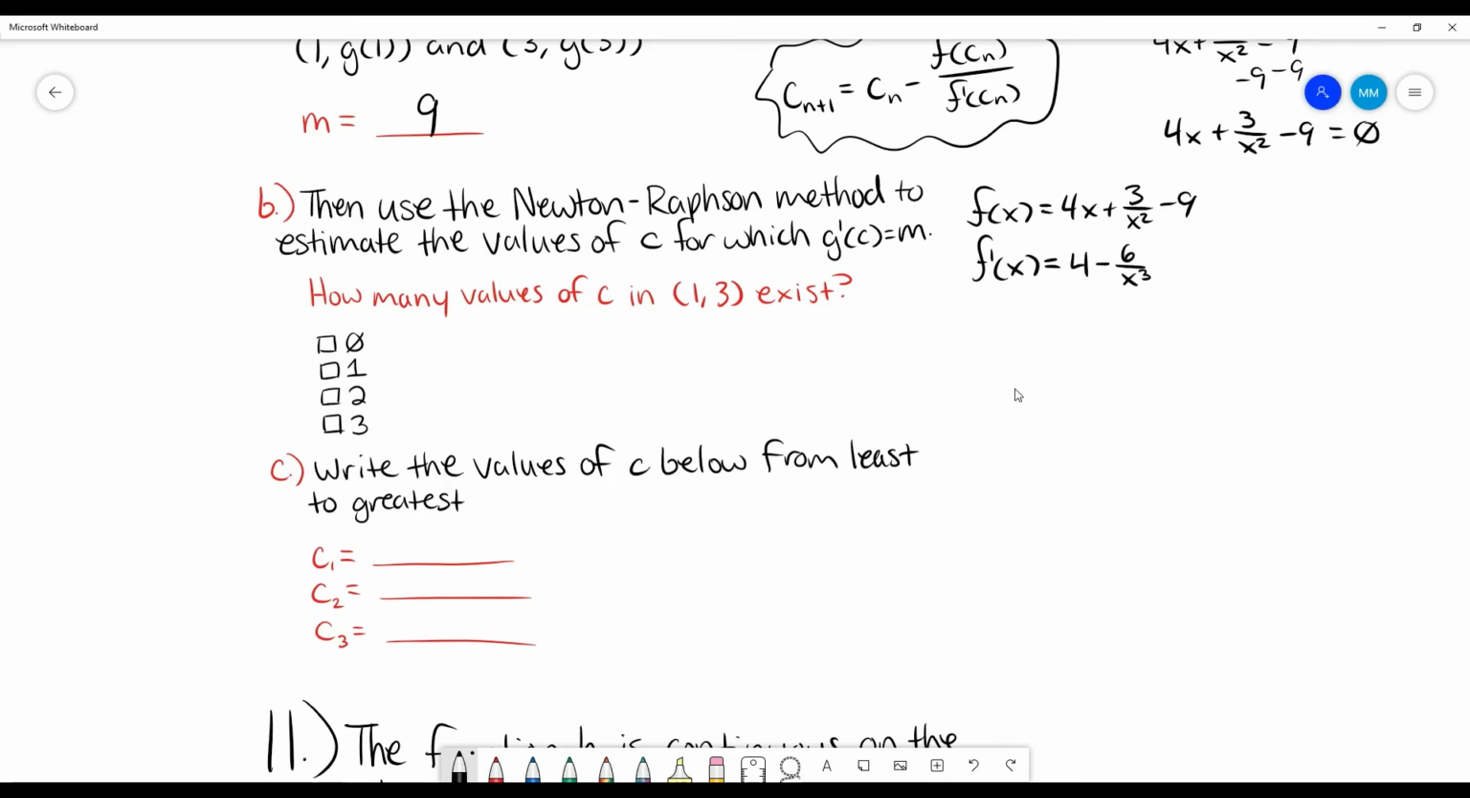So in this case, I'm going to start with a 1, I think. So I'm going to say that c1 equals 1. And remember that means c2 is going to be 1 minus f of 1 over f prime of 1. So I'd plug those in there. I'm just going to do this with my calculator though. So let's see. This will take a moment for me to type in, but once I have it typed in, it should be pretty quick.